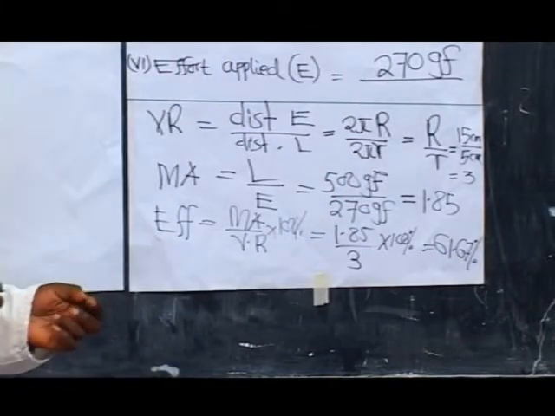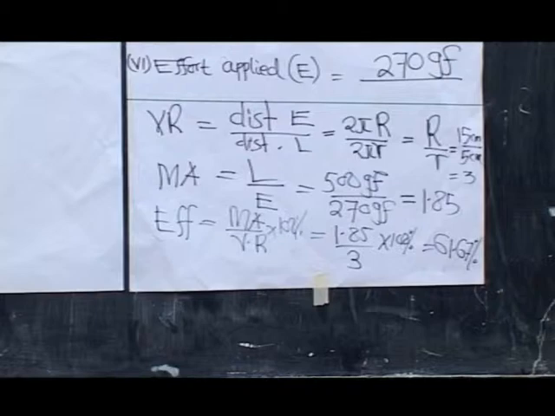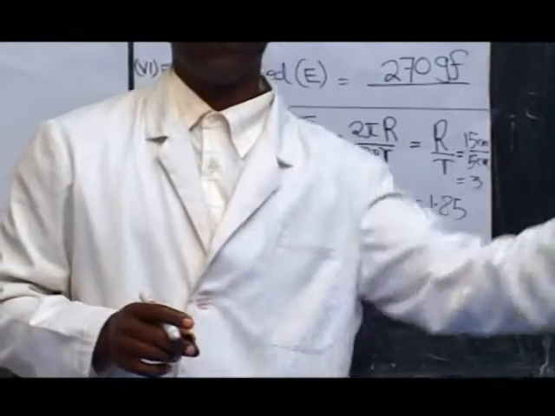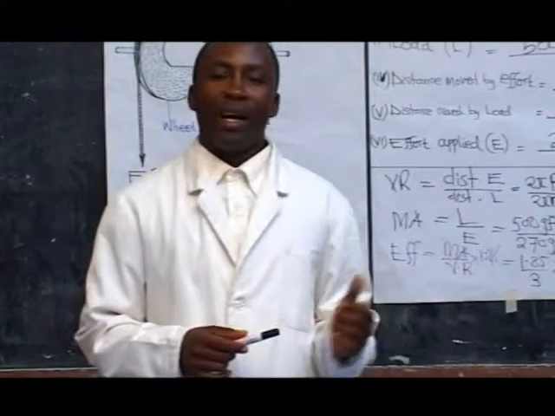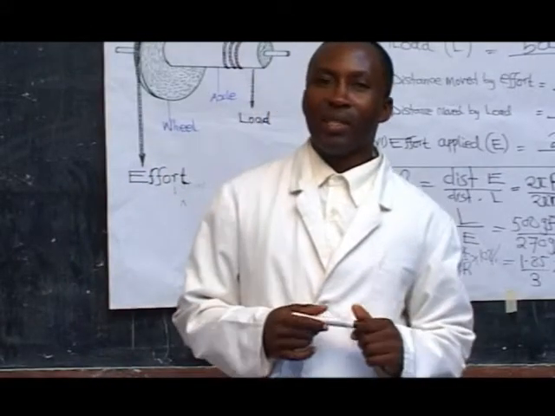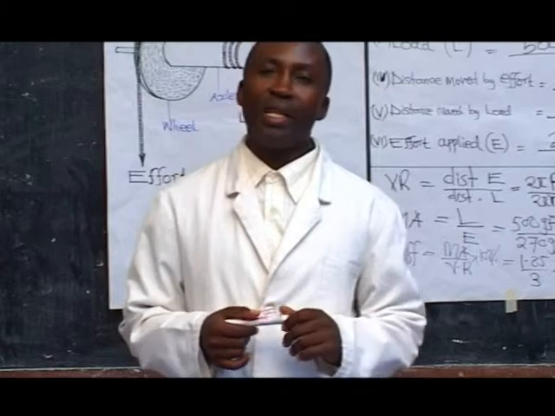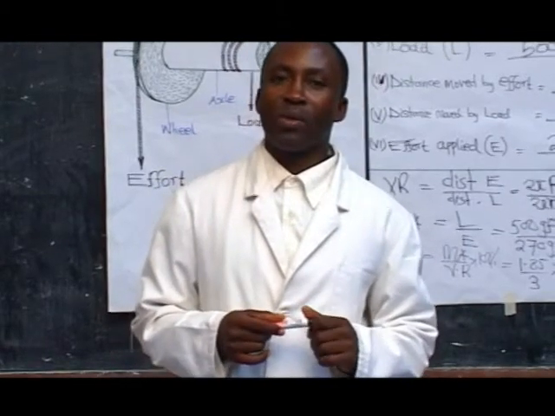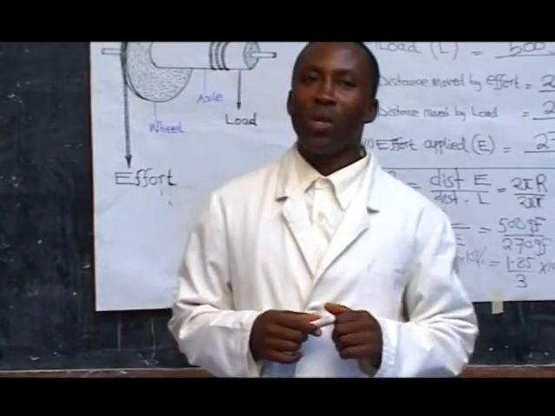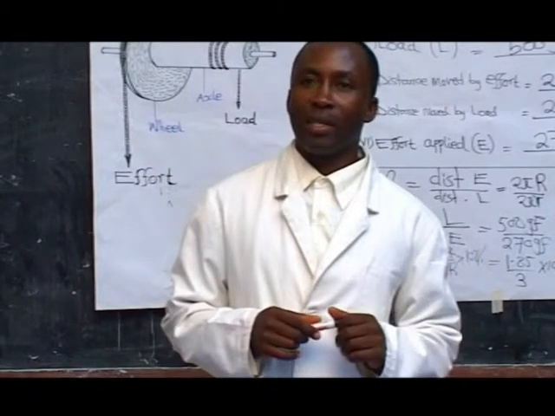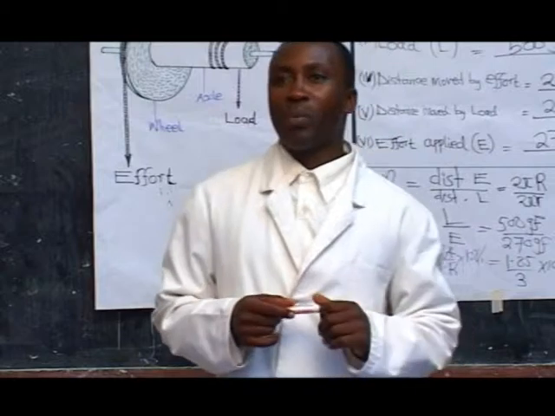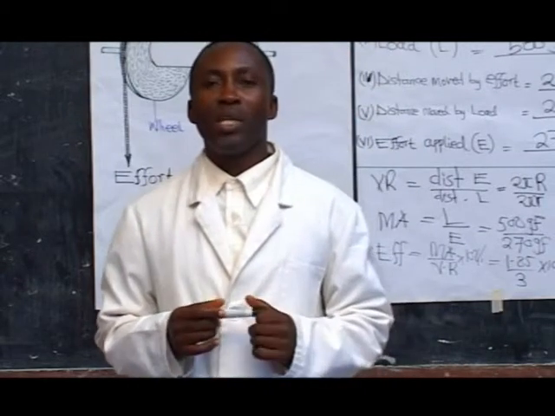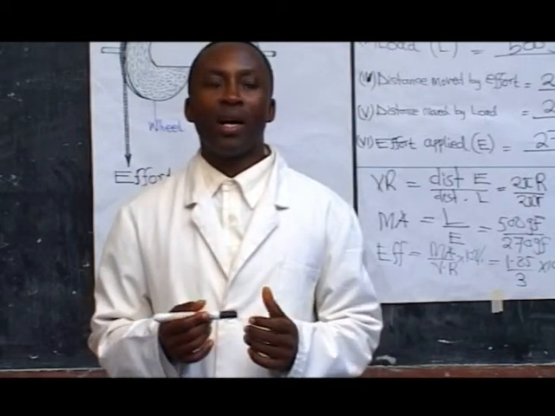So this is the efficiency of this wheel and axle. According to this experiment, since the radius of the wheel is greater than that of the axle, the velocity ratio will always be greater than 1. Now, how can this principle of this experiment be utilized in our life?